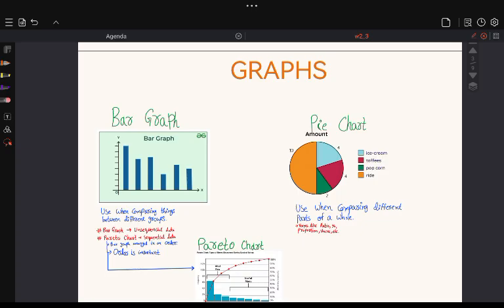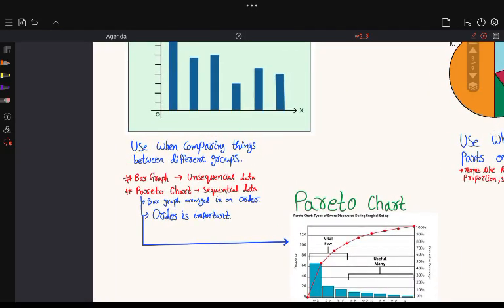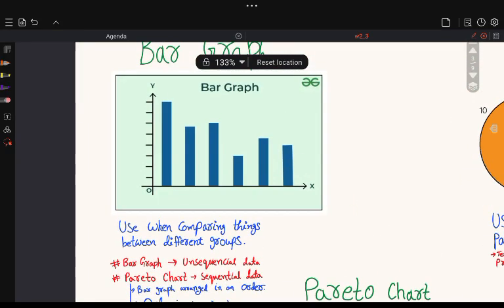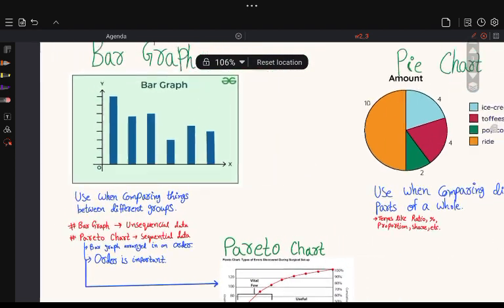A bar graph is usually used when we are comparing things of different groups. For example, a person has 6 subjects and we have to plot his scores versus the subject in a graph. Then we will be using a bar graph rather than a pie chart, as they are different groups. Every subject is a different group, right? So in that case, a bar graph will be useful.